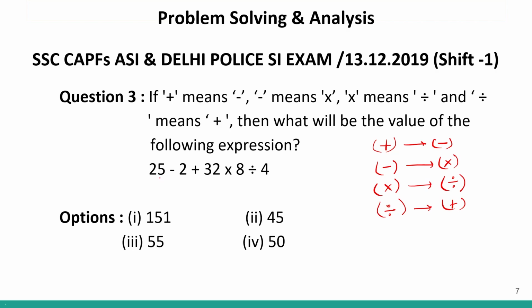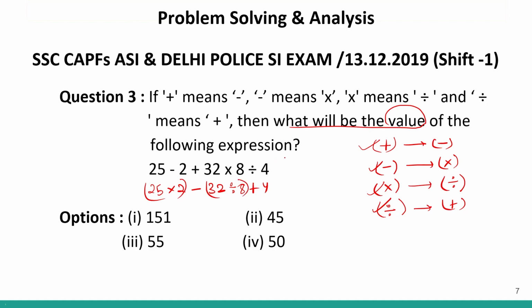So let us do it. 25 minus 2 will become 25 into 2. Similarly, 2 plus 32 will become minus 32. 32 into 8 will become 32 divided by 8. And 8 divided by 4 will become 8 plus 4. So this will be the new equation. Now we have to find the value of this equation. That means we have to solve this equation, correct? So let us solve this. This will be a bracket. This will be a bracket.